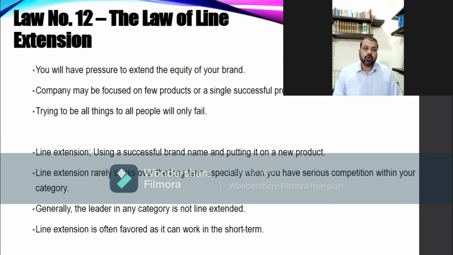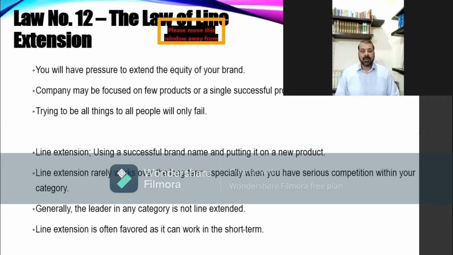Then they also launch juices, they launch mineral water. This is one thing, that you have to have variety. The second thing is you need to have different sizes. You need to have a small bottle, a PET bottle, a family size bottle, a can. So you will have to keep on bringing line extensions.